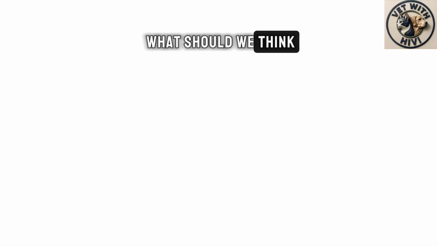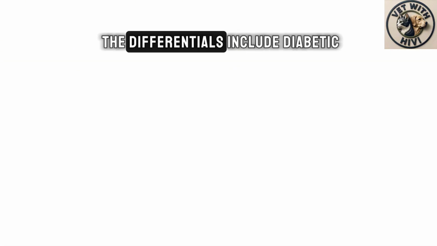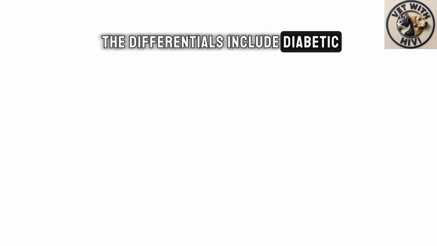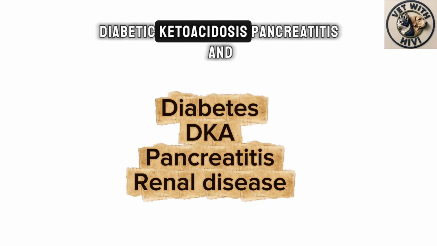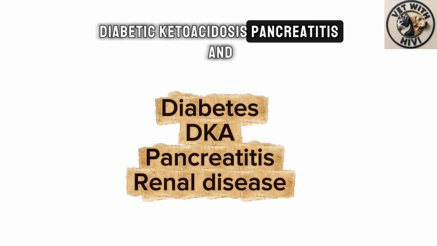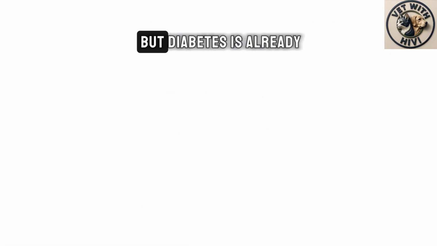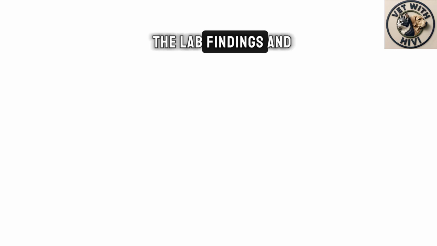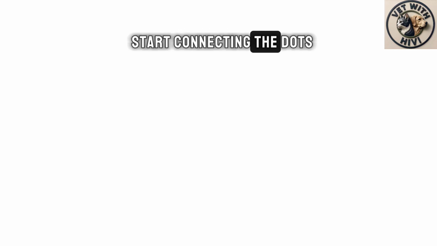What should we think? At this stage, differentials include diabetic ketoacidosis, pancreatitis, and renal disease, but diabetes is already highly suspected. Now let's move to the lab findings and start connecting the dots.